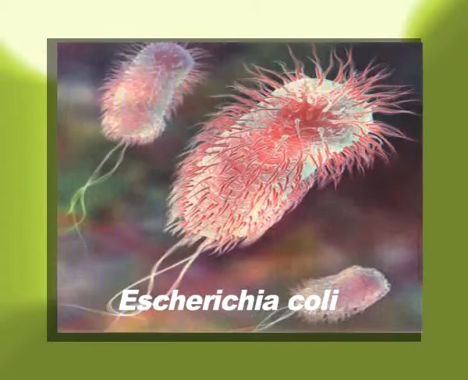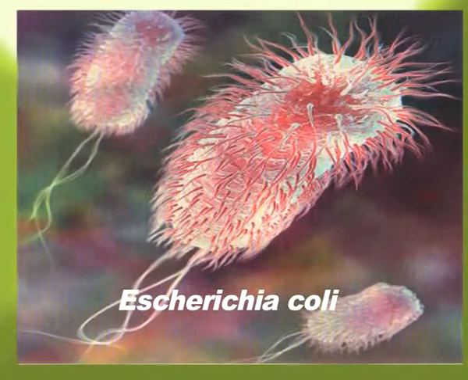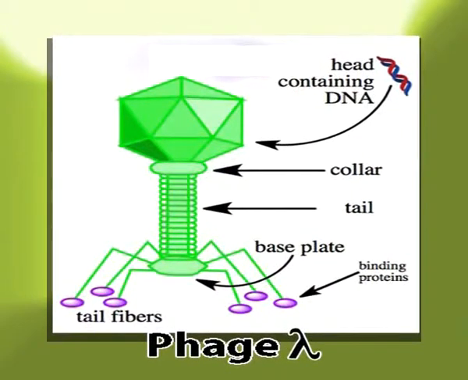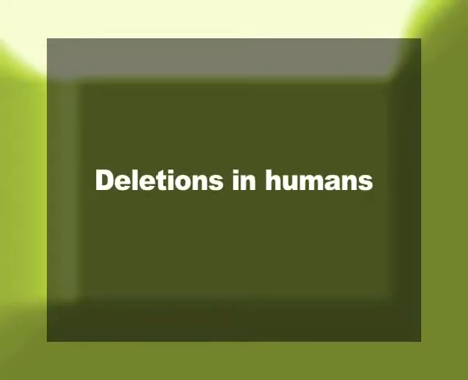In E. coli, deletions of up to 1% of the bacterial chromosome are known. In phage lambda, however, up to 20% of the genome may be missing in some of the deletions. In these organisms, deletions may be detected by a loss of function associated with the lack of recombination in the concerned region. Deletion in man.